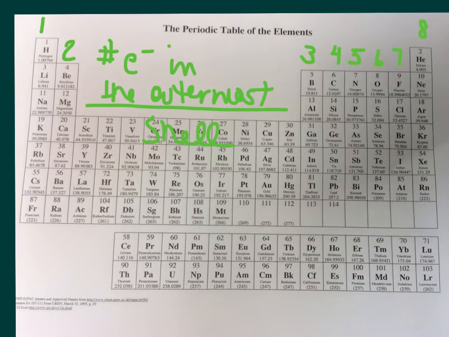Everybody in column 2 has 2. Everybody in column 3 has 3. Everybody in column 4 has 4. Everyone in 5 has 5. Everybody in 6 has 6. Everybody in 7 has 7. And everybody in 8 has 8.